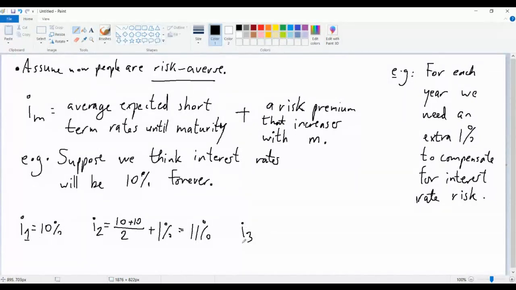And I guess, why don't we do I_3 as well? I_3 is the average of the 1-year rate now, the 1-year rate we expect next year, and the 1-year rate we expect the year afterwards. So to get the average, we divide by 3. And now, however, there's also a risk premium, which, since the way we've written it, each year you need an extra 1%. So if I'm waiting one additional year, we have this 1% here. Here we're waiting 2 additional years, and so it would not be 1%, it would be 2.